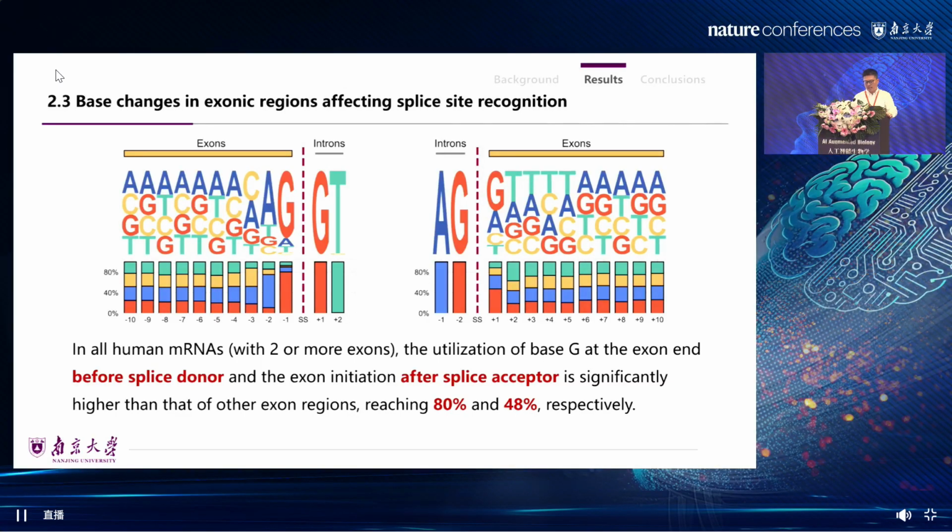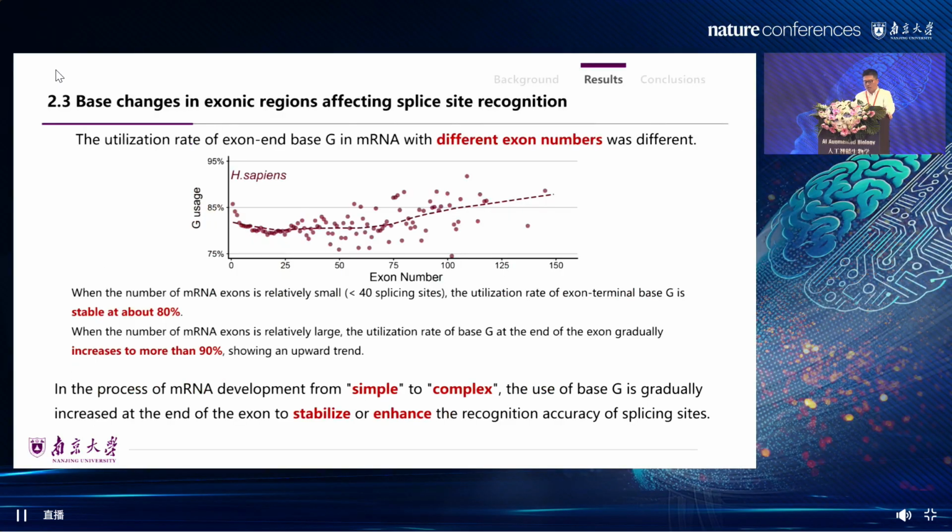So we can see that in the splicing sites, there is an interesting motif, AGGT, in the donor site and the AGGT in the acceptor site. This is very interesting. Then we looked at the G usage in the context of gene complexity.